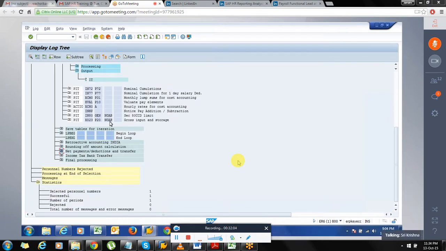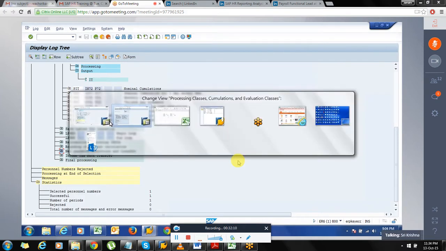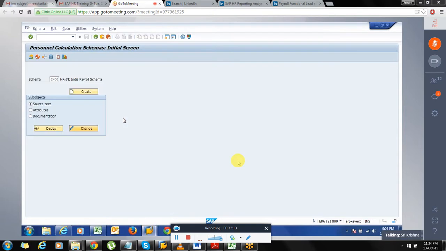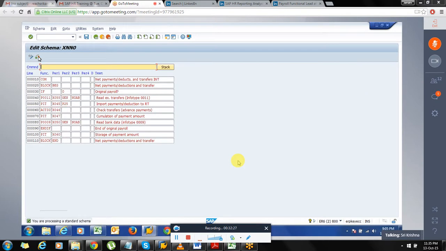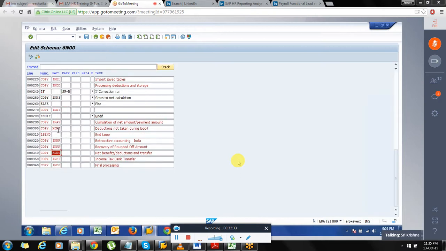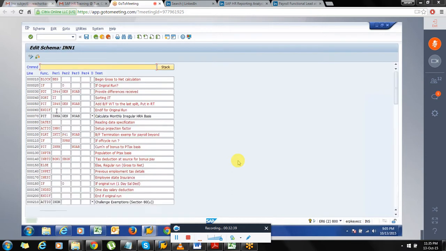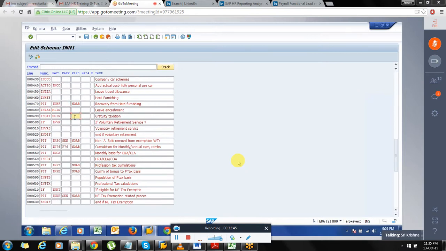Better if you check in the standard VCRs. Instead of checking all this, you can maintain processing class 5 as 0, so that it will merge. Or within the payslip itself, you can do that.